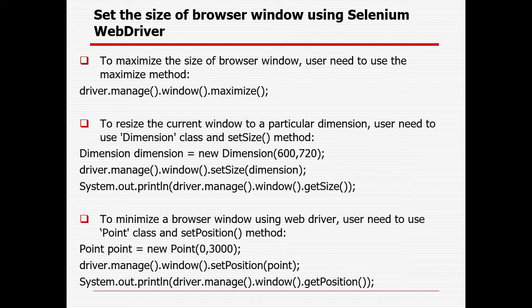Why do we need to maximize it? In case we are not maximizing the window, sometimes object identification or element identification may fail. That is the reason whenever the browser is launched, we need to maximize it. After that, we can pass the URL, and once the URL is loaded successfully, we can identify any web element and perform the operation. So to maximize the size of the browser window, the user needs to use the maximize method, right?